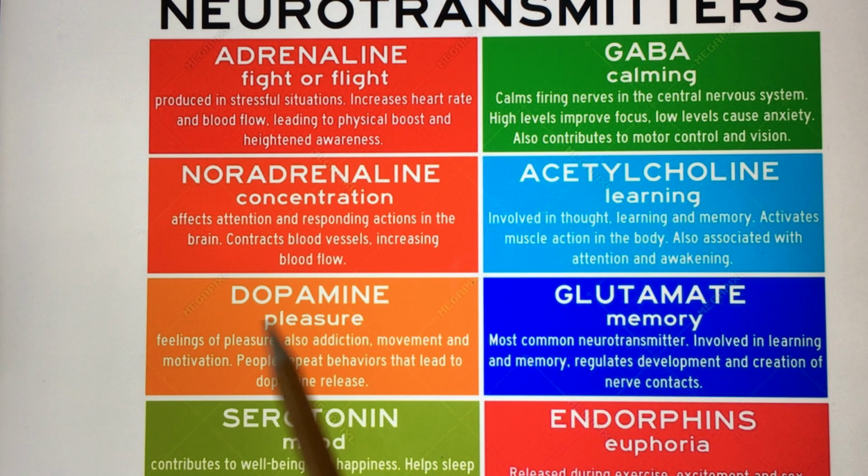Dopamine is a neurotransmitter for pleasure. When it's released in the brain, it produces the feeling of pleasure. It is the neurotransmitter that's associated with addiction, because addiction is the craving of the pleasure that we received from something. Addictions could be good or bad.